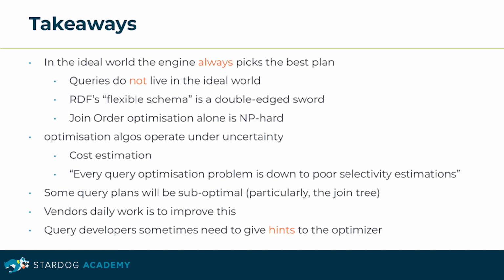Now, some query plans will be suboptimal, particularly when you see the join tree involved, and vendors work daily to improve this. As Stardog releases come out, query performance and updates and how to pick optimizations are a common enhancement present in the platform. And query developers will sometimes need to give hints to the optimizer. So if you know that the data is going to be laid out in a particular way and you want the join to occur in a particular fashion, then taking advantage of some of Stardog's query hints can be a way to very easily improve performance and have the result of higher performing query plans that get generated.